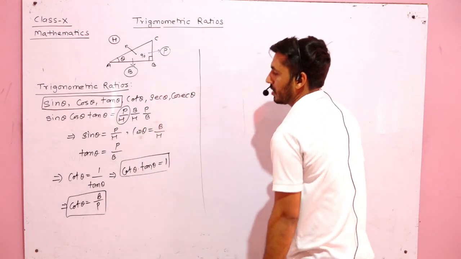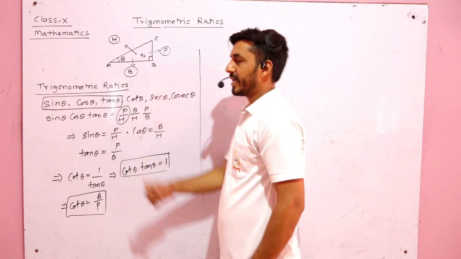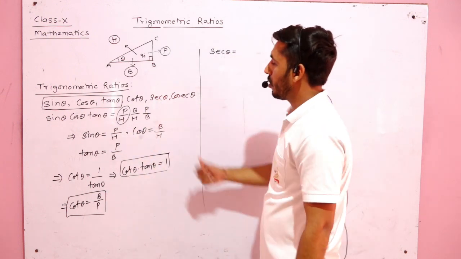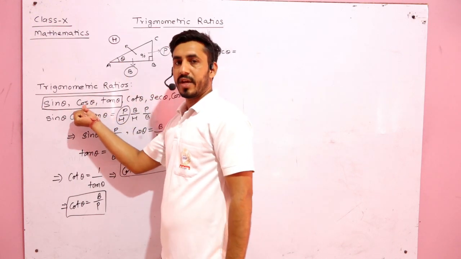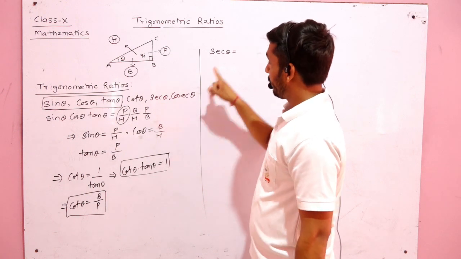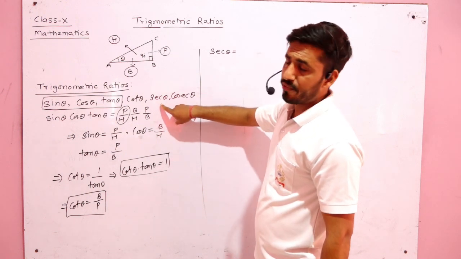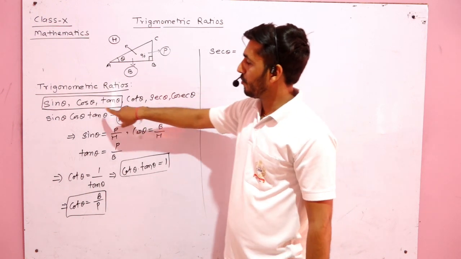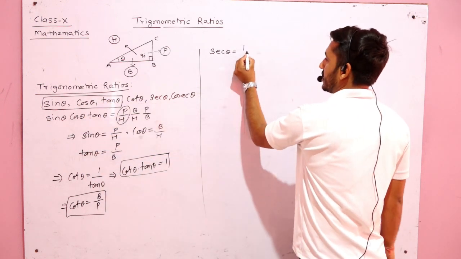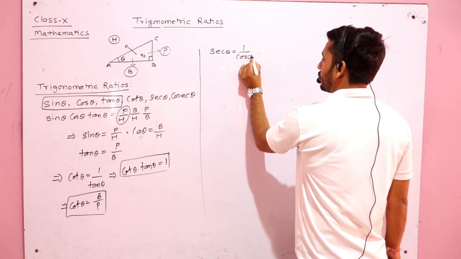The next one is sec theta. Sec theta is the opposite function of cos theta. Here I can see clearly, if I want to find the value of sec theta, then I have to make the opposite of cos theta. It means sec theta is equal to 1 upon cos theta.